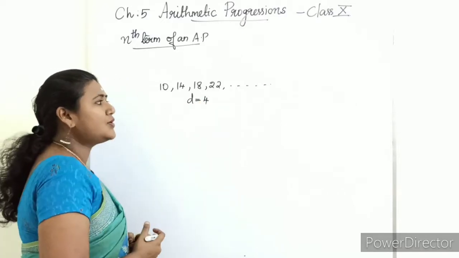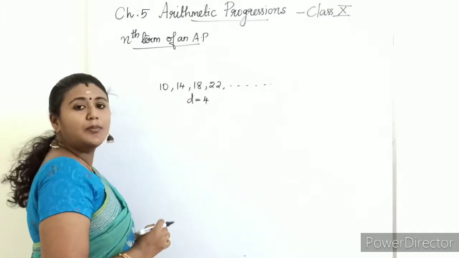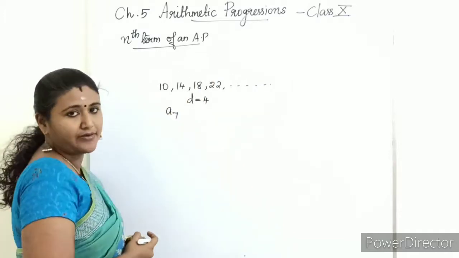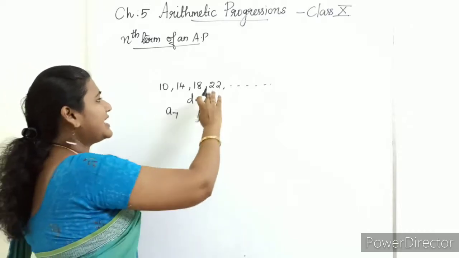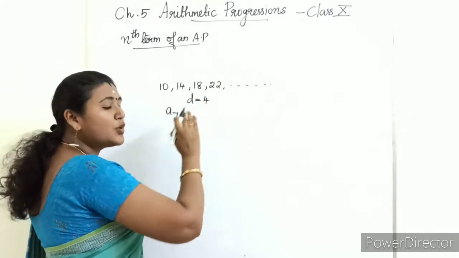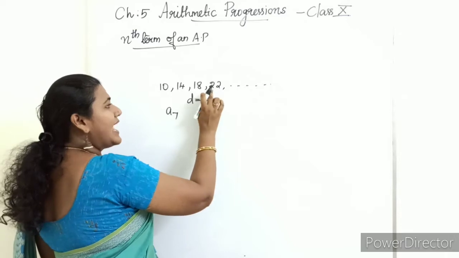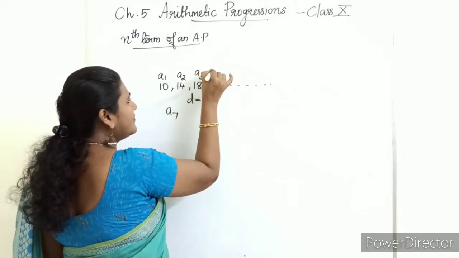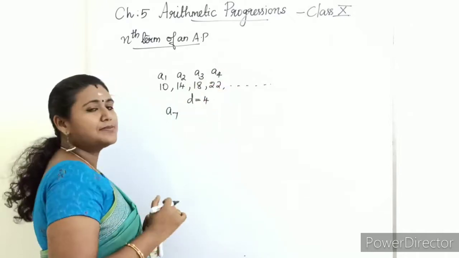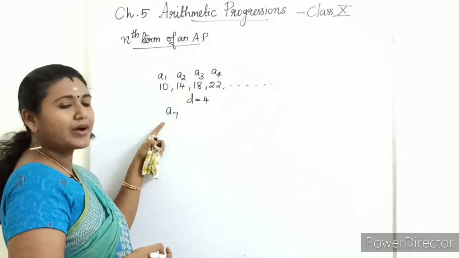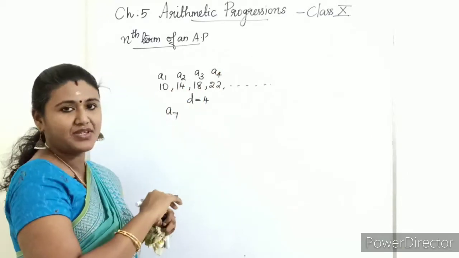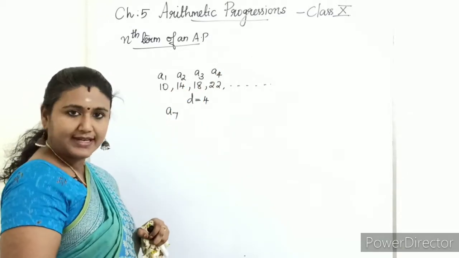Suppose you want to find the seventh term of this AP, that is A7. How will you find A7? We can add like this because we know the fixed number. This is the first term, second term, third term, fourth term. So 4 terms we have. If you want to find the seventh term, we will just add this fixed number to the previous term so that you will get the next term.